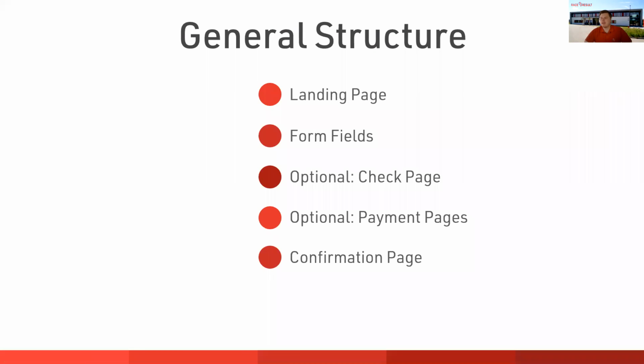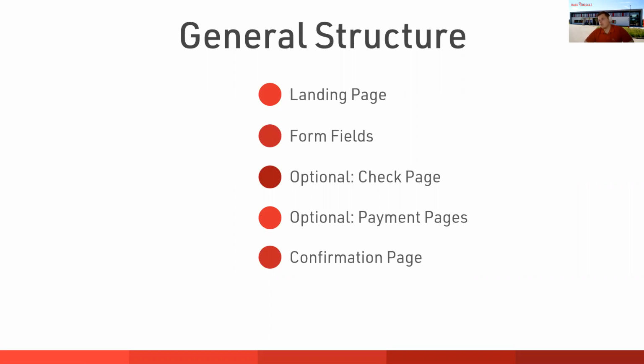Now we want to look at the general structure of the online registration. We first of all have a landing page or info page. Then we have a page with form fields where the participant can enter his data, where you define what data to ask for. Then there's an optional check page. You can decide whether to show the check page or hide it.